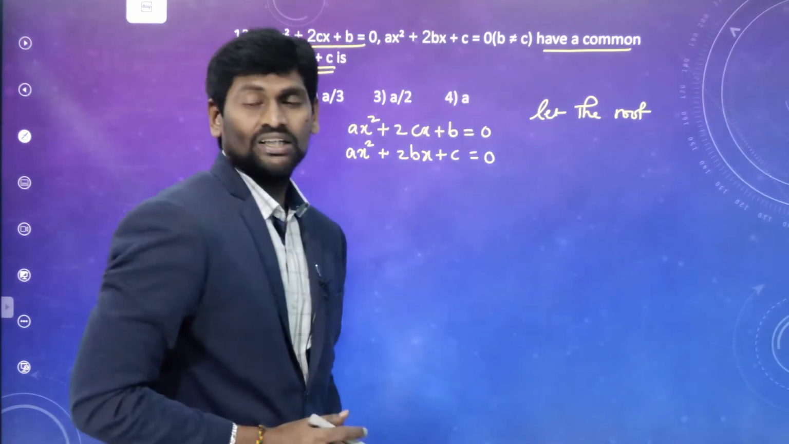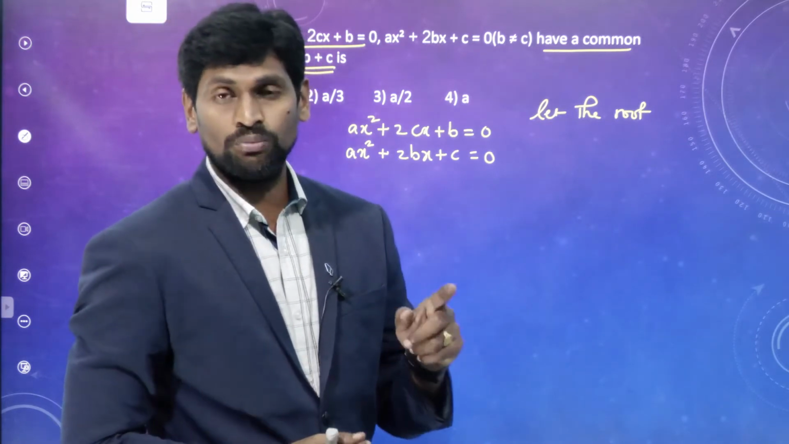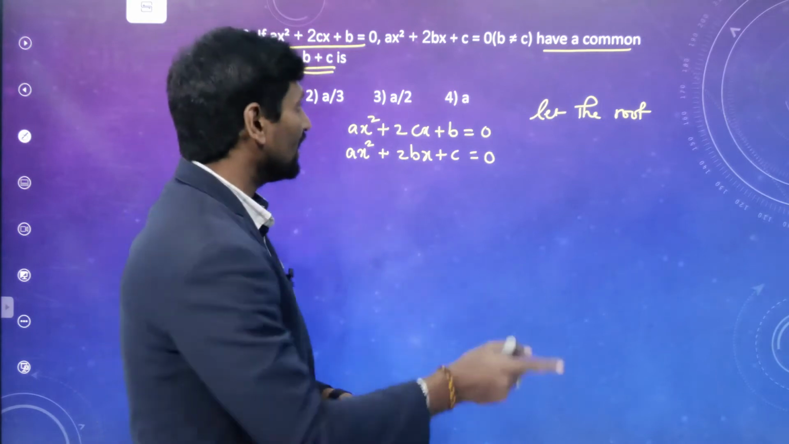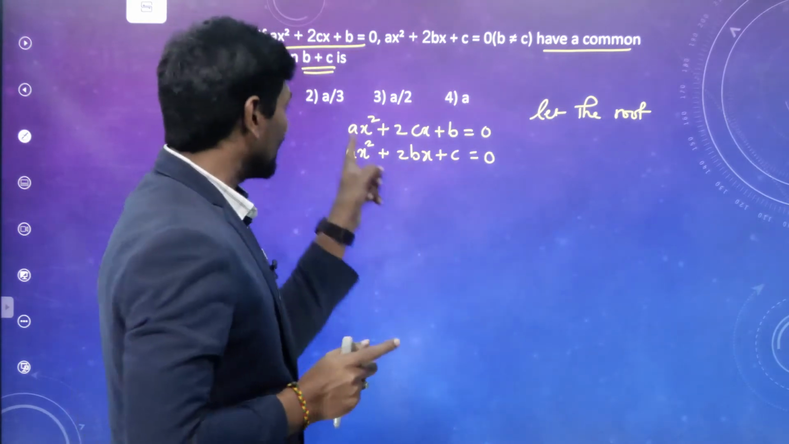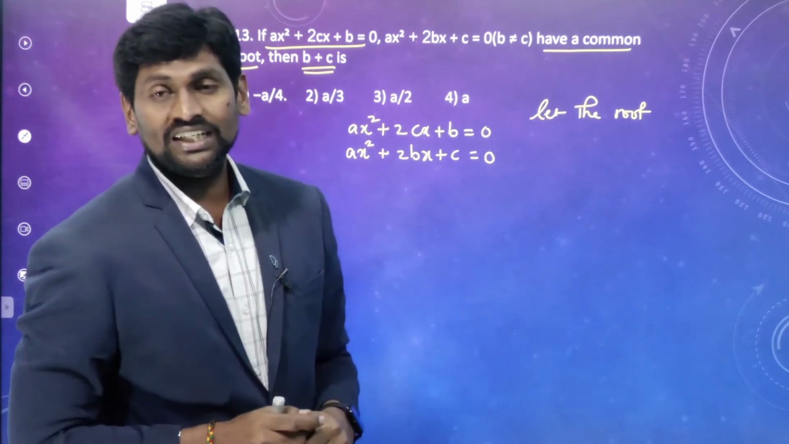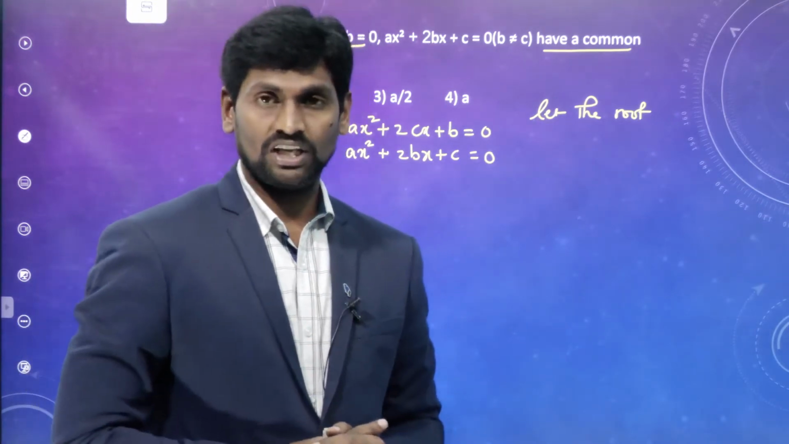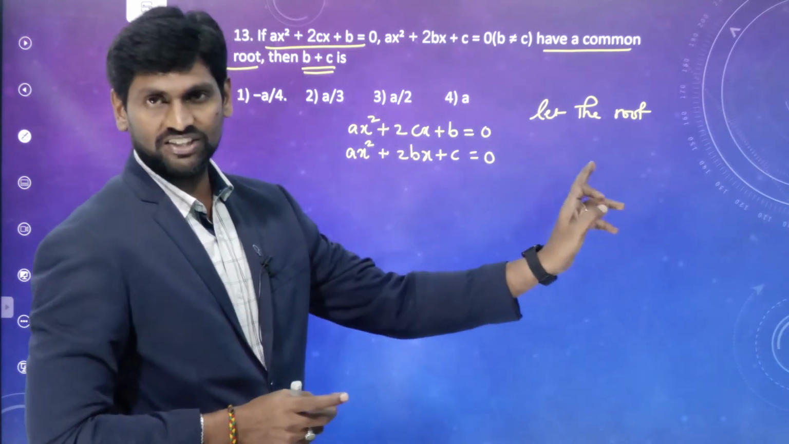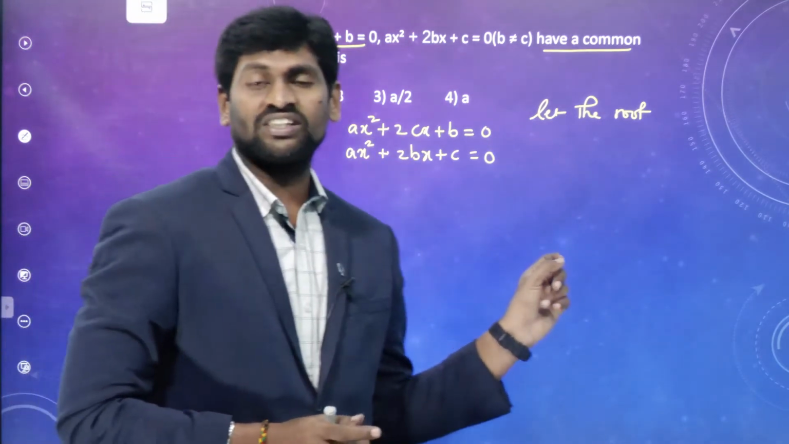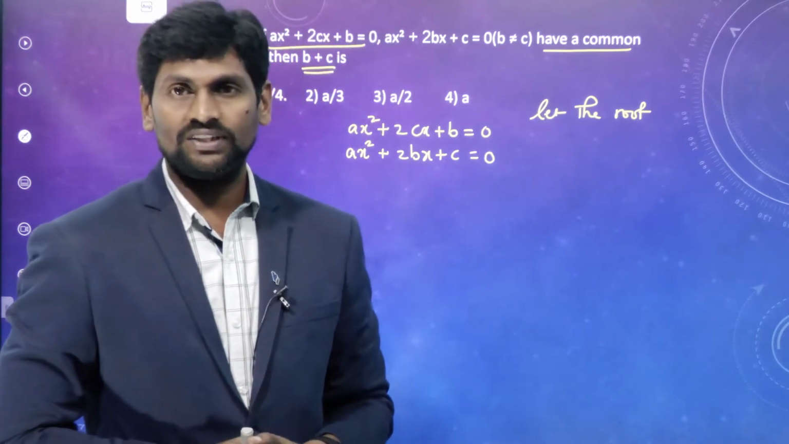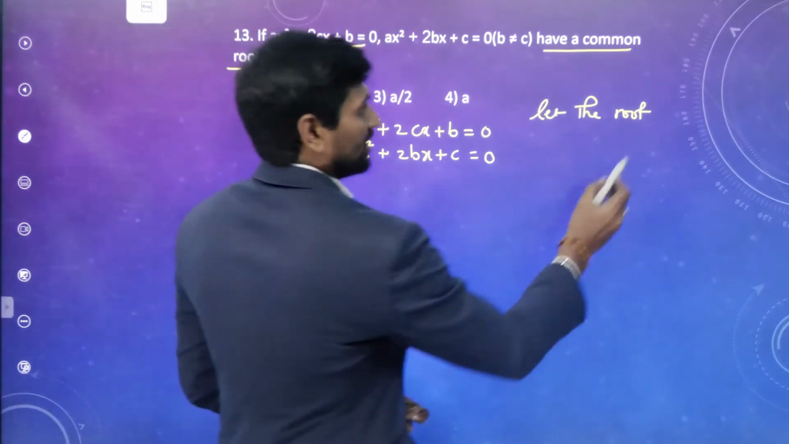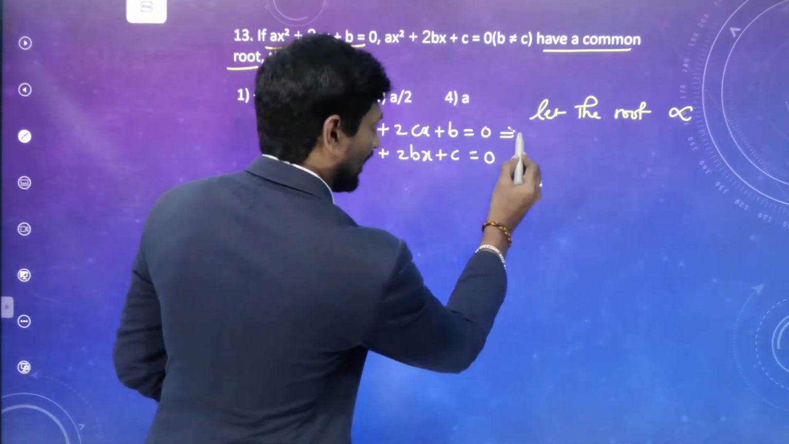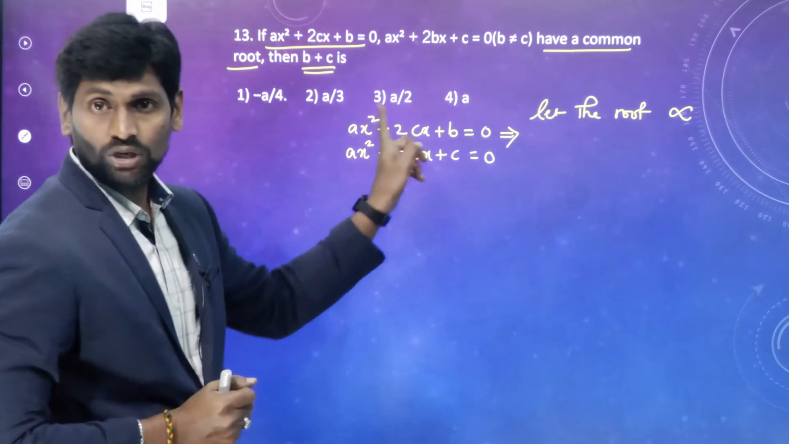Actually, root or zero of the polynomial, both are same, right? That means when we substitute the root in the given quadratic equation, that equation becomes 0. That has to satisfy LHS and RHS. That is called the root or zero of the quadratic equation. I am taking the root as alpha, and I am substituting it in the place of x.